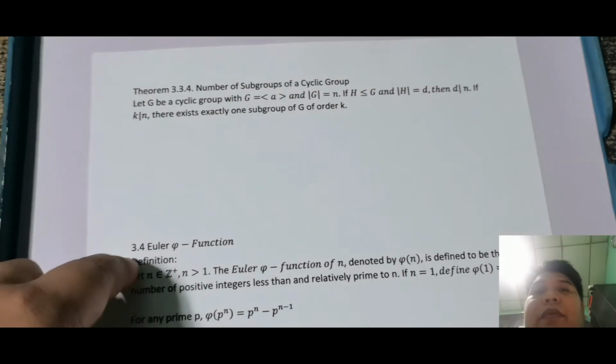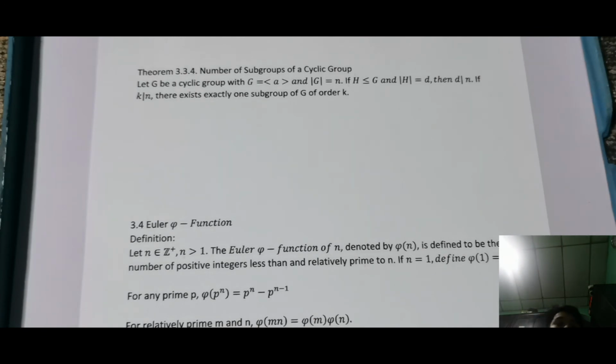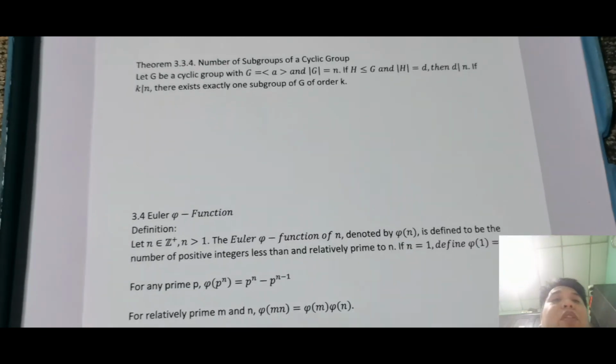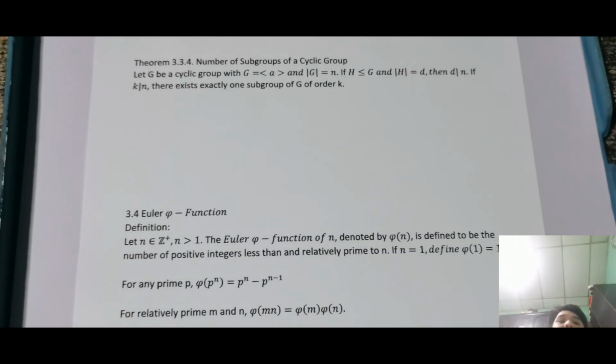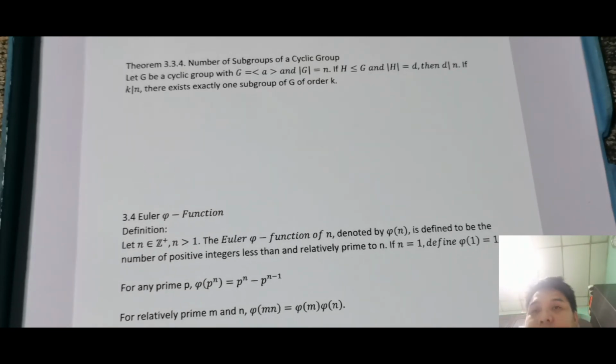Okay, so next natin is, tuloy ko na ito. Okay, theorem 3.4. So next video about Euler phi function. So in this video, pag-usapan na muna, in theorem 3.4, the number of subgroups of a cyclic group. So kailan yung number of subgroup ng isang cyclic group, para malaman natin kailan. Let G be a cyclic group, where G is equal to the cyclic subgroup generated by a, and the order of G is n.